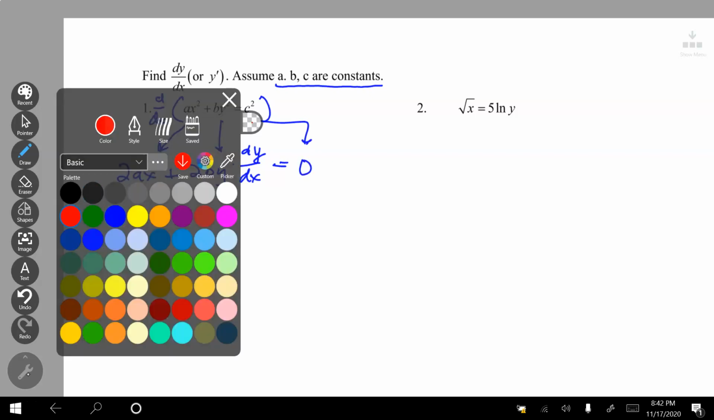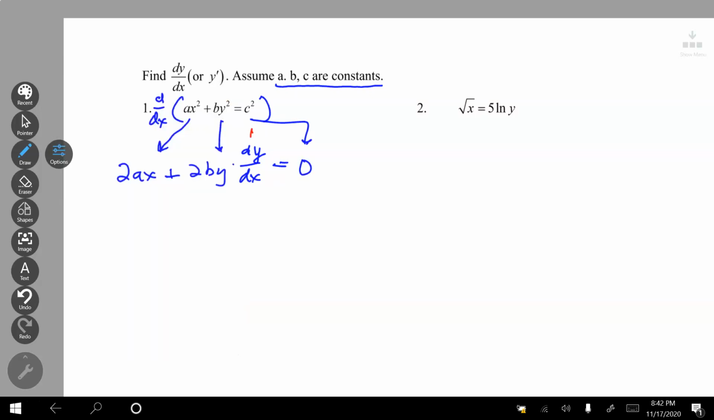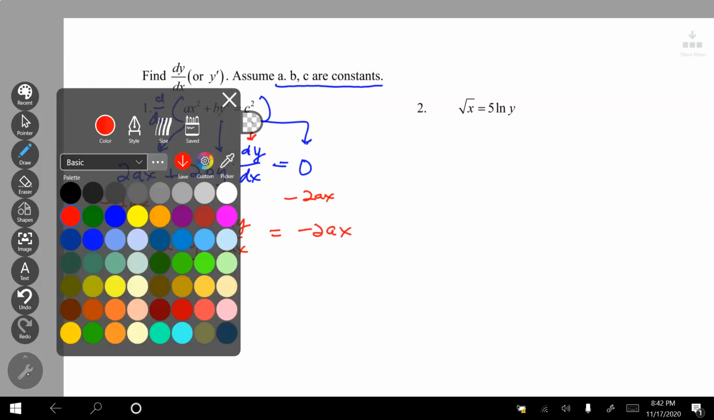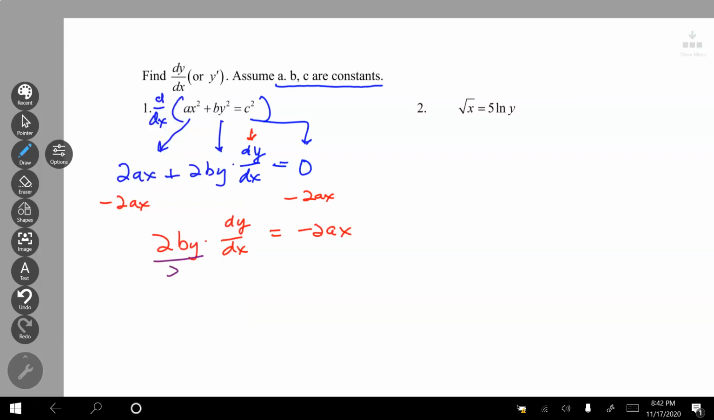So now I have to isolate. I got to solve for this y prime, so I'm going to subtract this 2ax over. I get 2by times dy over dx, or my derivative, is equal to negative 2ax. And I can divide out by 2by, and the b's cancel, the 2's cancel. I get negative ax over by.